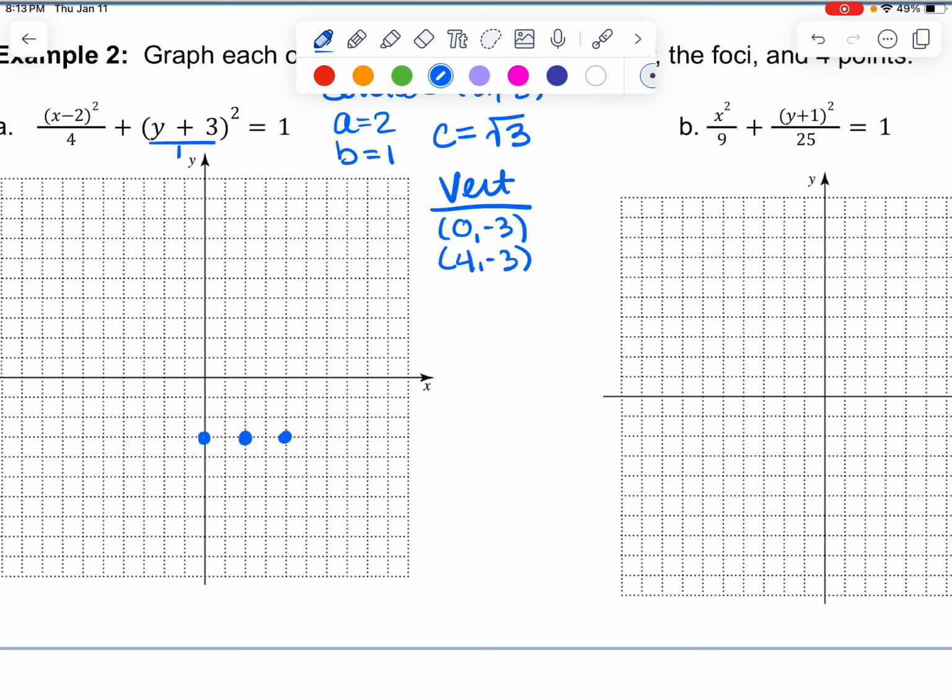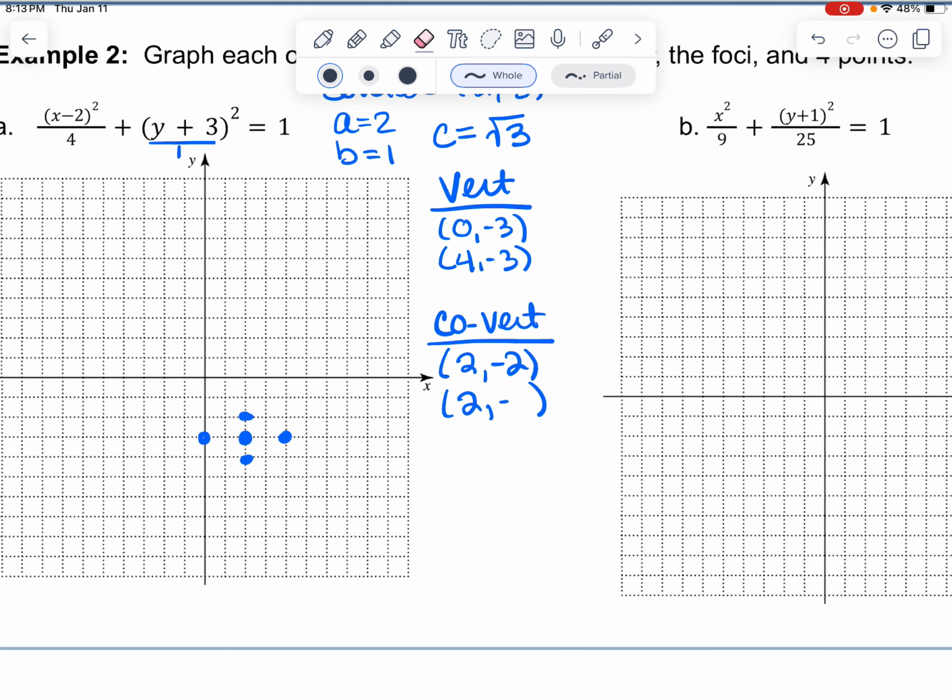Sorry, kids. Now the y values go up and down. So my co-vertices are located at 2, -2 and 2, -5. Wait, did I do that right? 2, 3, 4, 2, -4. Sorry, can't count. It's late at night. I'm trying to do this before I go to bed.